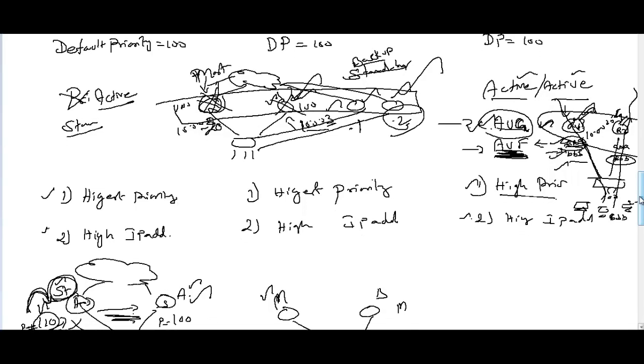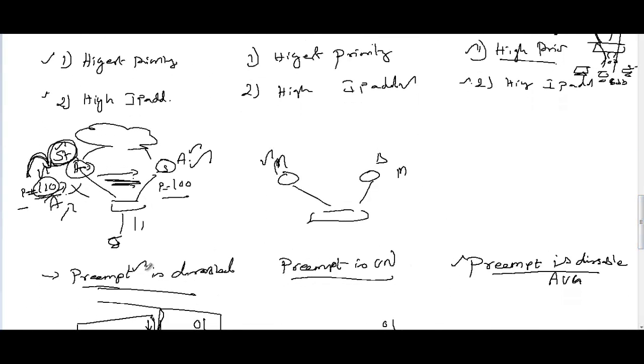Or if the priority is the same, the highest IP address will speak. But for that, preemption needs to be enabled, and by default preemption is disabled. You can enable it in HSRP, whereas in VRRP it is on by default. In GLBP it is disabled, but you can turn it on.